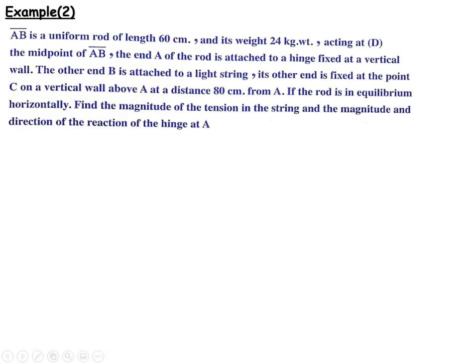Example number 2. AB is a uniform rod of length 60 cm. Its weight is 24 kg weight, acting at the midpoint of the rod AB. The end A of the rod is attached to a hinge fixed at the vertical wall. We shall draw the figure step by step.